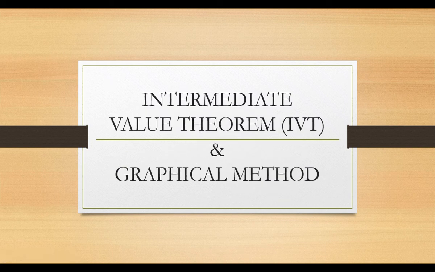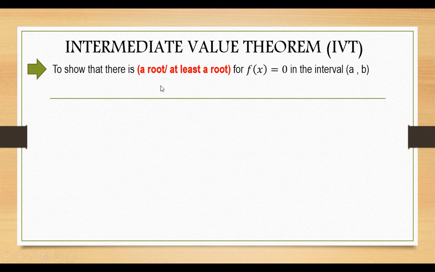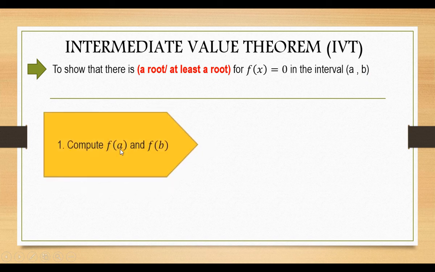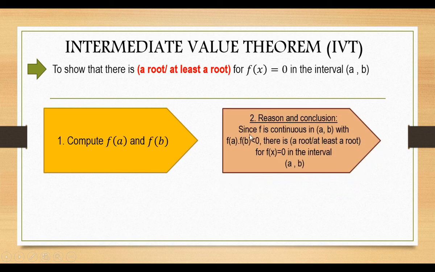Hello, hi. Now I want to summarize the intermediate value theorem, IVT, and the graphical method. IVT is used to show that there is a root, or at least a root, for f(x) equals 0 in the interval (a, b). First we compute f(a) and f(b), then we give a reason and conclusion. Since f is continuous in [a, b] with f(a)·f(b) less than 0, there is a root, or at least a root, for f(x) equals 0 in the interval (a, b).